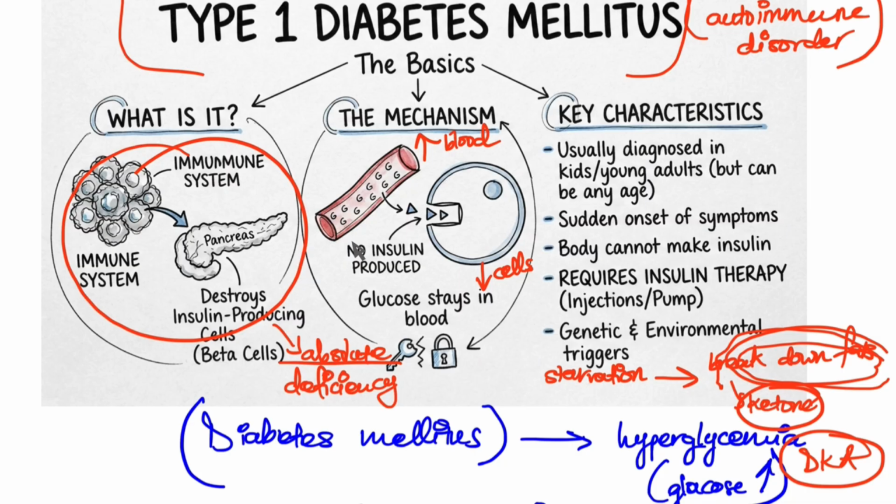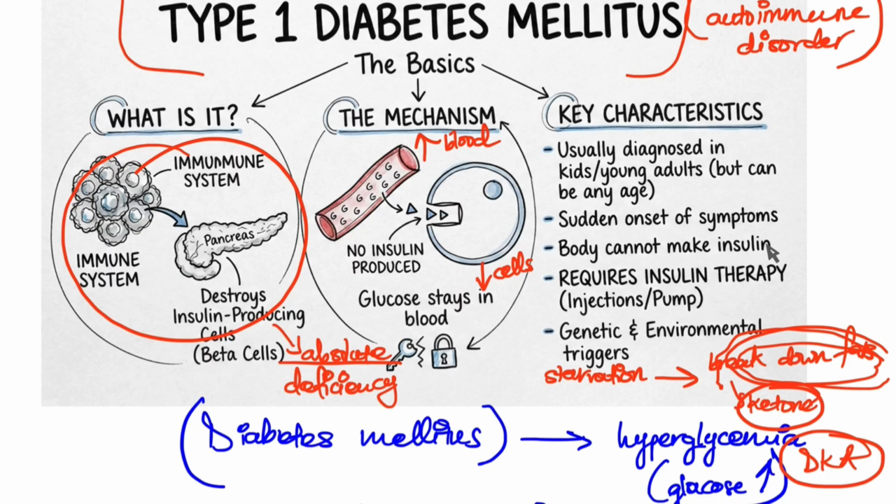In here, the patient usually presents with these symptoms in early childhood or adolescence, although type 1 diabetes can occur at any age, which we're going to discuss later. So first things first, it usually presents in childhood or adolescence. Symptoms also develop rapidly. There is a sudden onset of symptoms over days to weeks. Here also the body cannot make insulin.